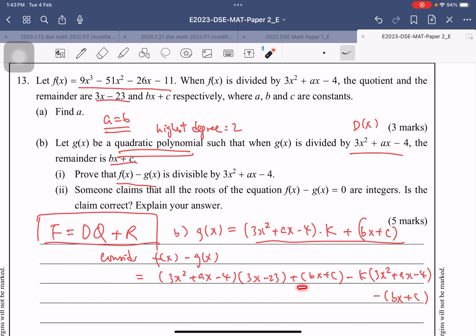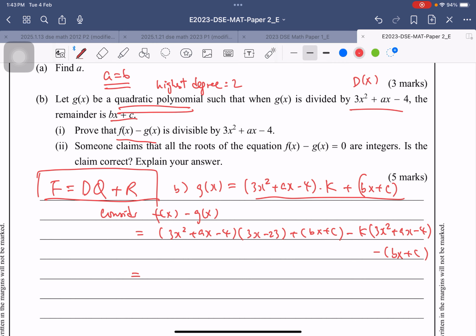So now you can see from here bx plus c minus bx plus c, so the whole thing can be cancelled out. So what we are left with is just this times this minus k times this. You can see this is the common factor, isn't it? I highlight it. So 3x squared plus ax minus 4, that is actually the common factor, so that I can take it out. So I have 3x squared plus ax minus 4 times 3x minus 23 minus k. So now we have this, f(x) minus g(x) is equal to the whole thing here.